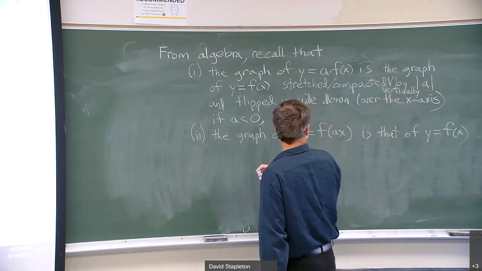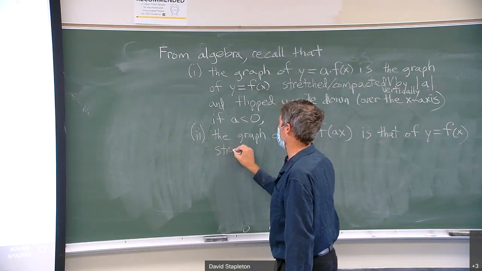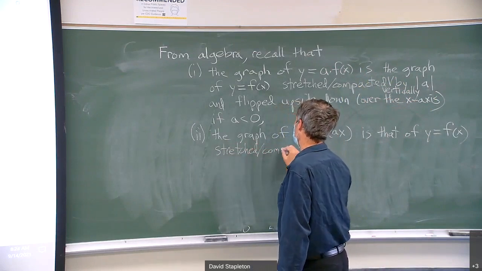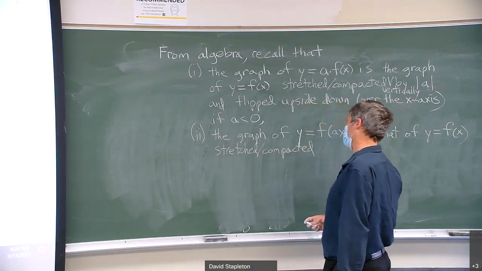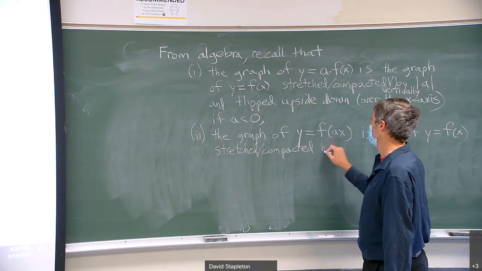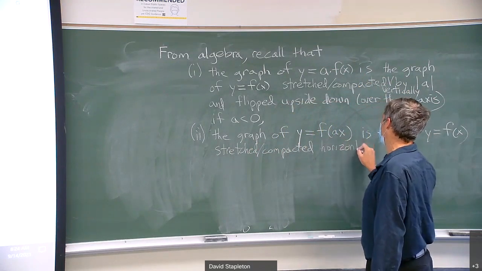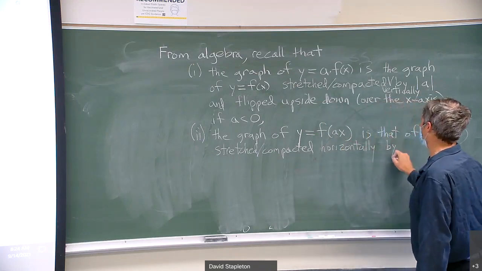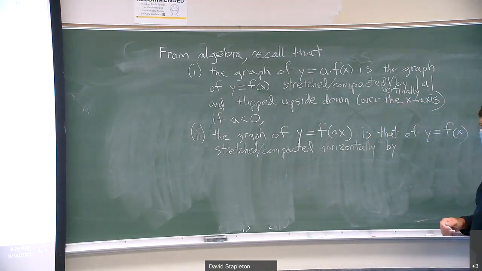The graph in this case is that of y equals f of x stretched or compacted horizontally, depending on whether a is an absolute value greater than 1 or less than 1. If it's 1, it does nothing. By a factor of not absolute value of a, but can you guess? This is where you just kind of have to think about what it's doing.